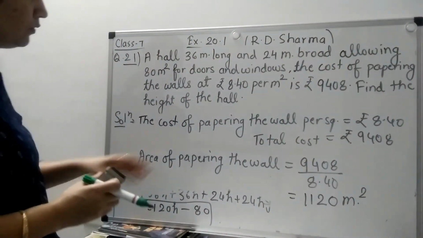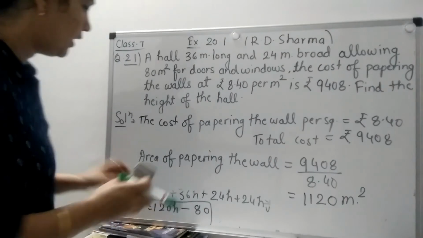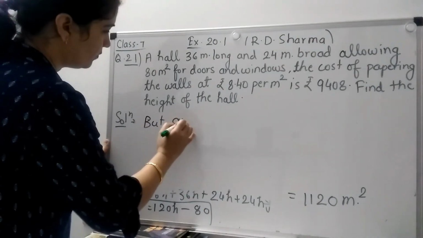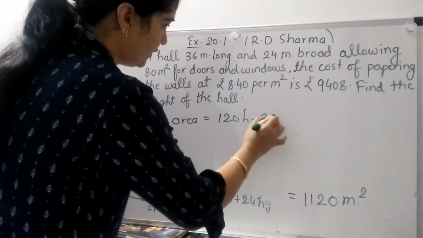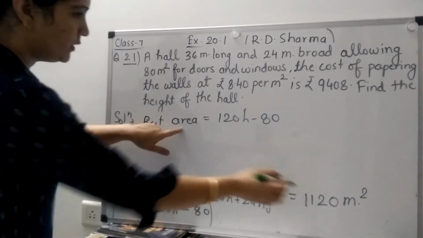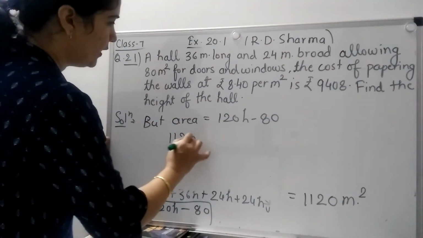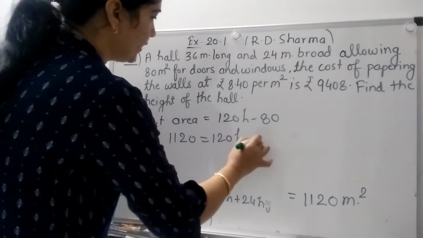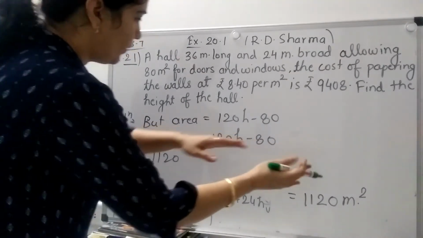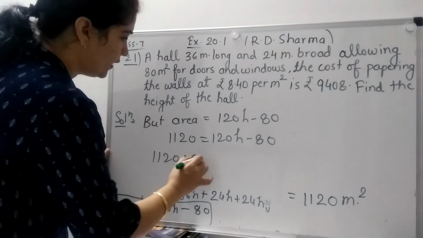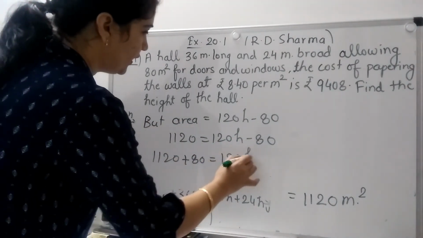Okay, now through this we have found this, and we have 120h minus 80. So we can write area means this is also area. 1120 will be equal to 120h minus 80. Okay, now this is minus 80. When it will be shifted this side, it will be plus 80 is equal to 120h.